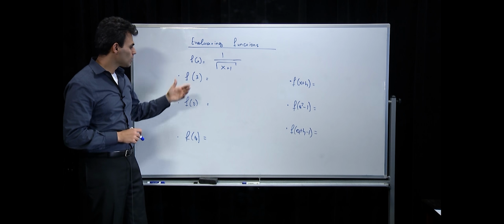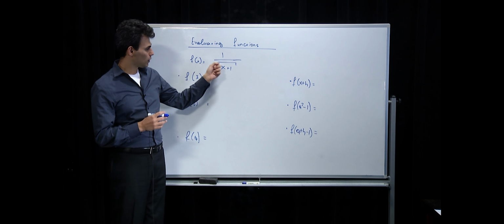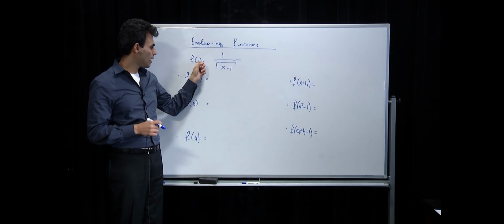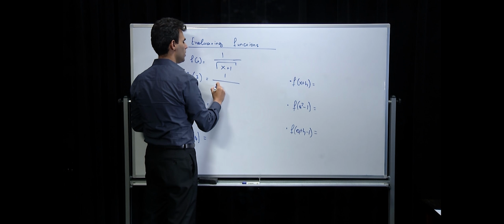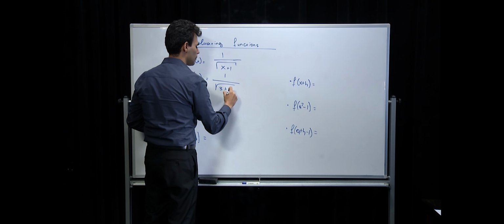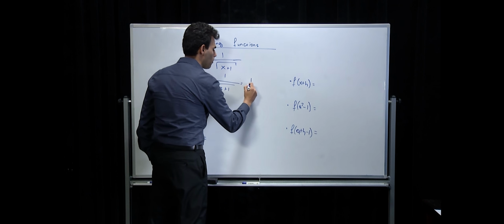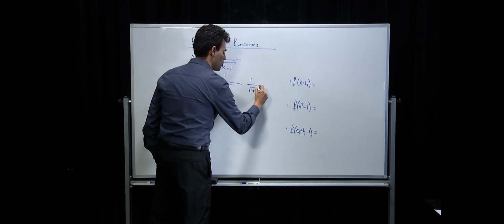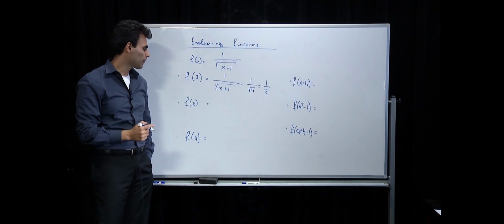So when you're asked to find f of 3, the idea is very simple. Go to this formula and replace x with 3. So go to the formula and say 1 over square root of 3 plus 1. Just do the math. So this gives you 1 over square root of 4, which is of course 1/2. This evaluation is straightforward.